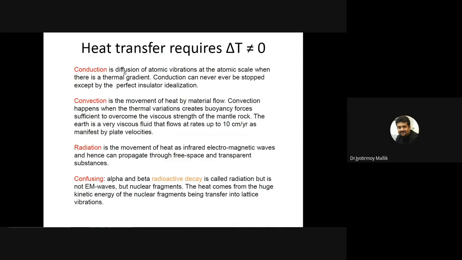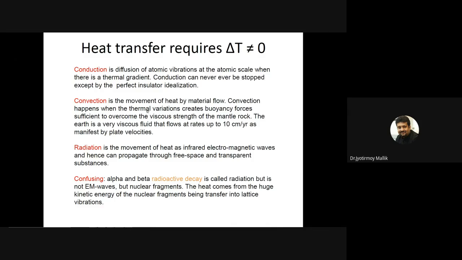Conduction. Conduction is the diffusion of atomic vibration at the atomic scale when there is a thermal gradient. Conduction can never be stopped except by putting a perfect insulator in between. Conduction typically happens in solids. Then convection. Convection is the movement of heat by material flow. Here in conduction, it is just the atoms that vibrate. In case of convection, the material itself flows.